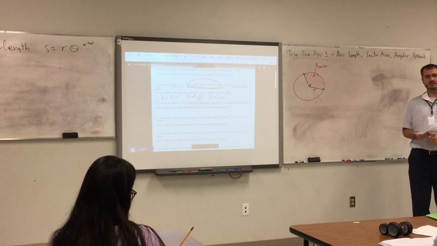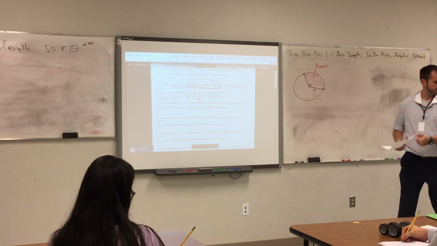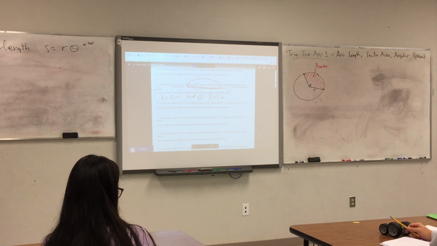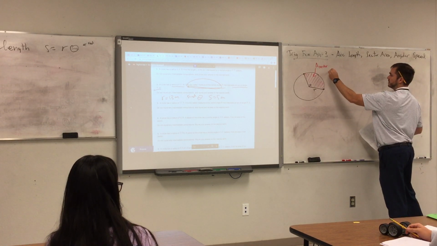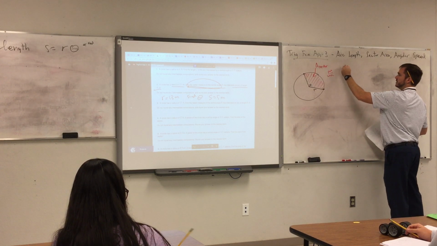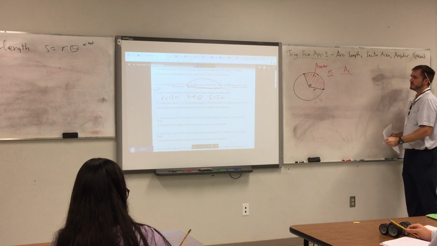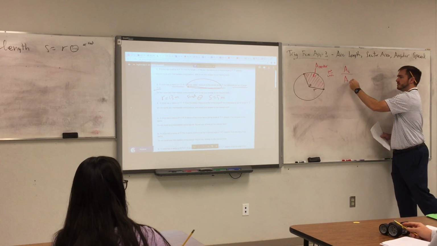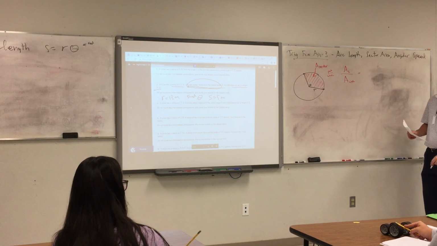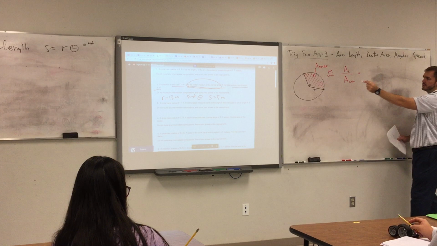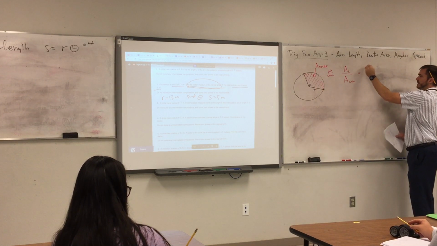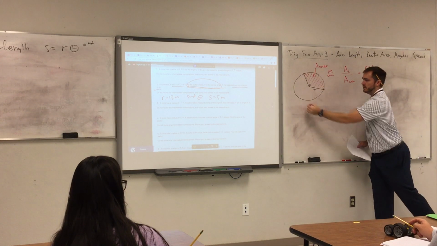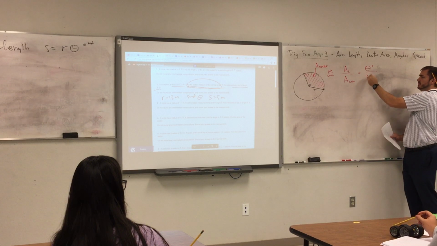Once again, you may have done this kind of thing back in geometry, where we set up the proportion: part over whole. So the area of the sector, which is the part, divided by the area of the entire circle, is proportional to the angle theta in degrees, divided by the whole circle, 360 degrees.